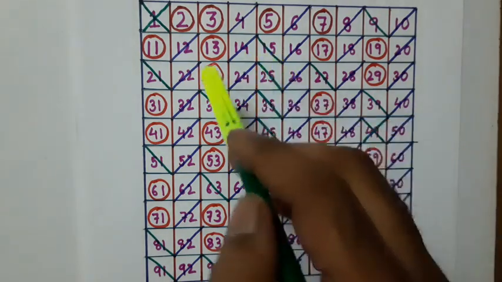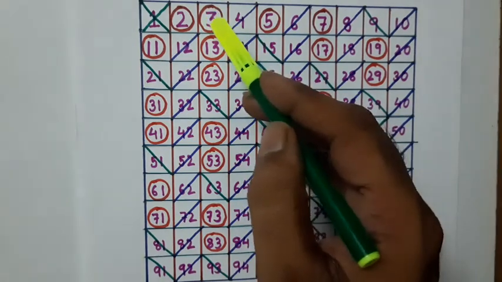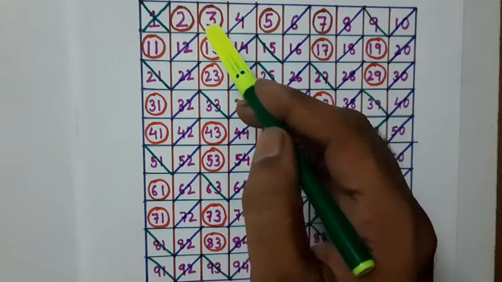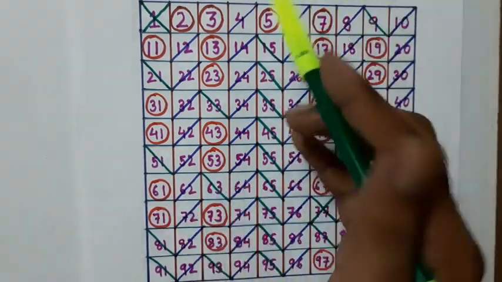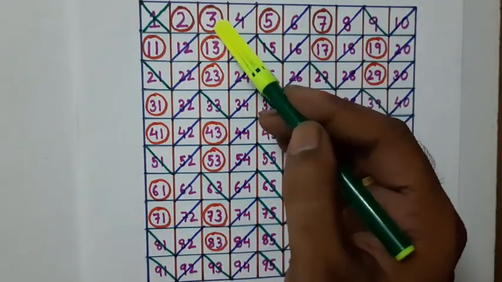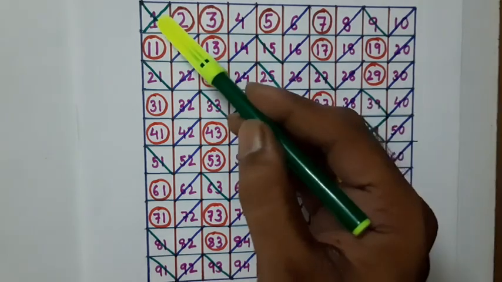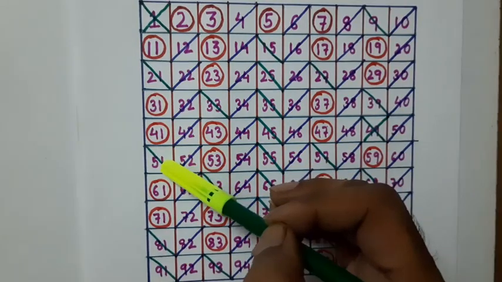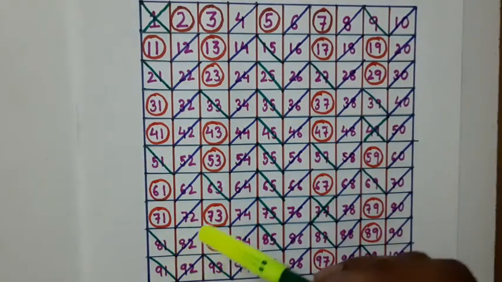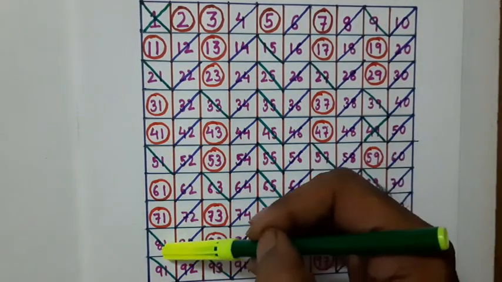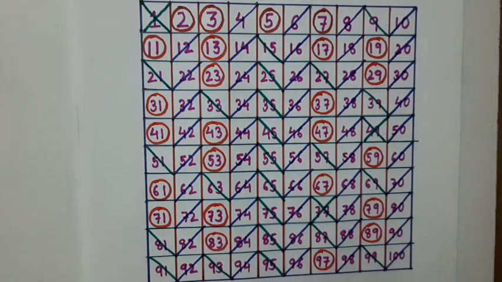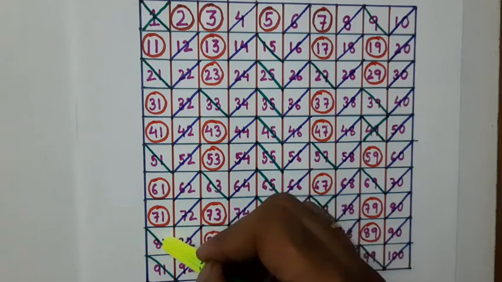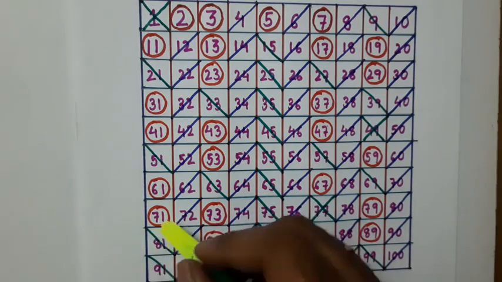Moving on, the number 3. Here we will find out the numbers that are divisible by 3. We can use the divisibility rule that the sum of the digits must be divisible by 3. Starting with the first line, we have 21, 51, 81. These are all divisible by 3: 2 plus 1 is 3, 5 plus 1 is 6, 8 plus 1 is 9. Let's find some more like this.